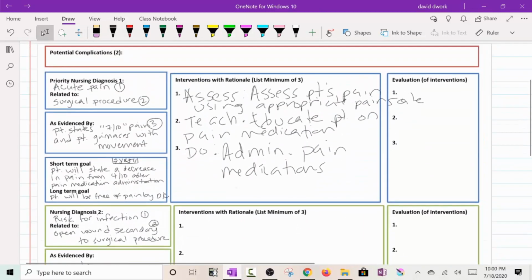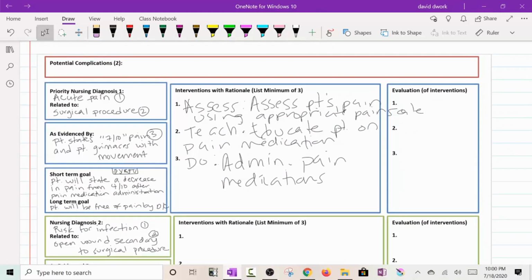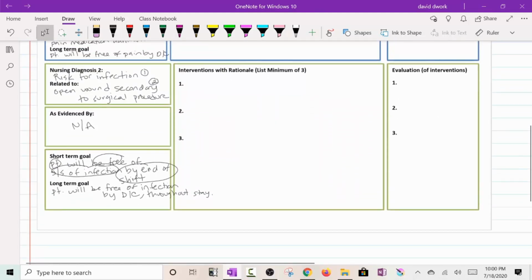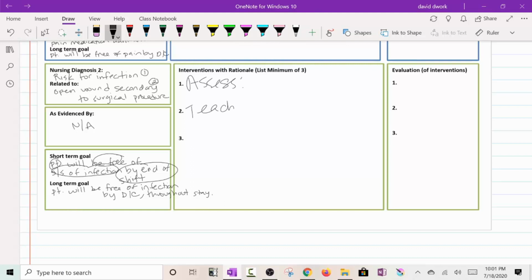Okay, so those 3 interventions are going to help Miss Thompson meet her goal of decreasing her pain. Because by assessing her pain, by teaching her about pain and pain medication, and administering pain medications, we're pretty sure that's going to help her meet her goal. Let's look at some interventions for keeping her free of infection. So what can we assess? What can we teach her? What can we do for her? Okay, so what can we assess for infection?